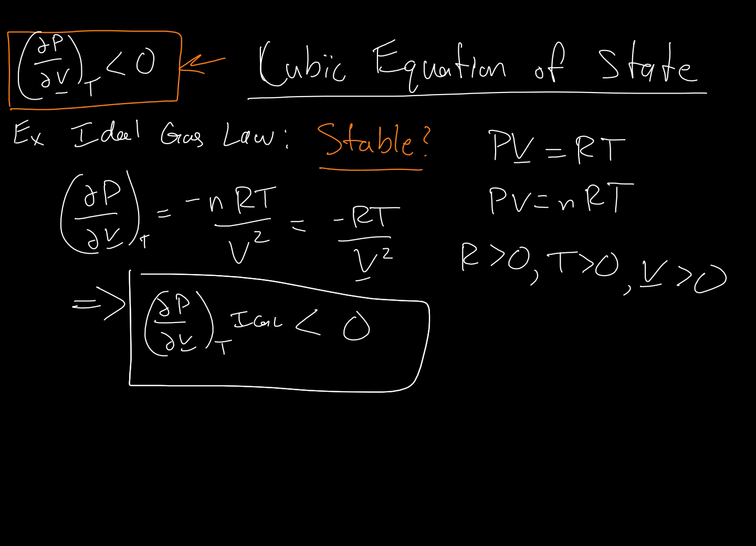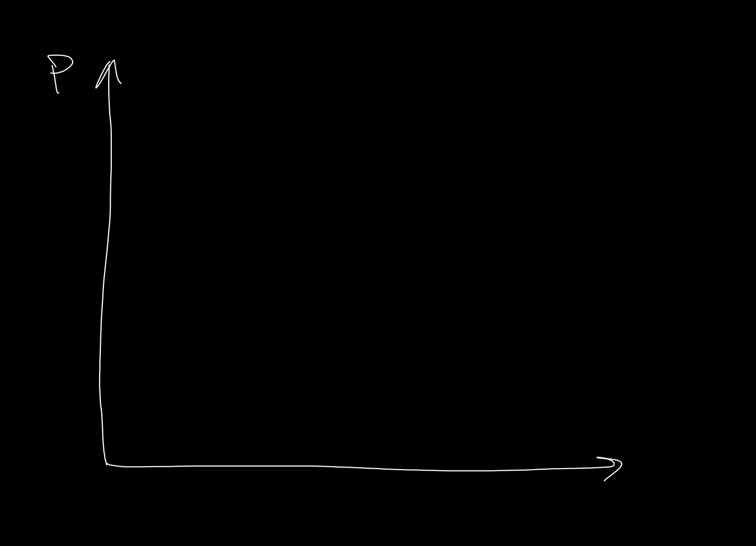So if we were to plot out the ideal gas law on a P versus V curve, not P versus T, a PV curve. And we're going to plot out isotherms. In this case, T is equal to a constant.